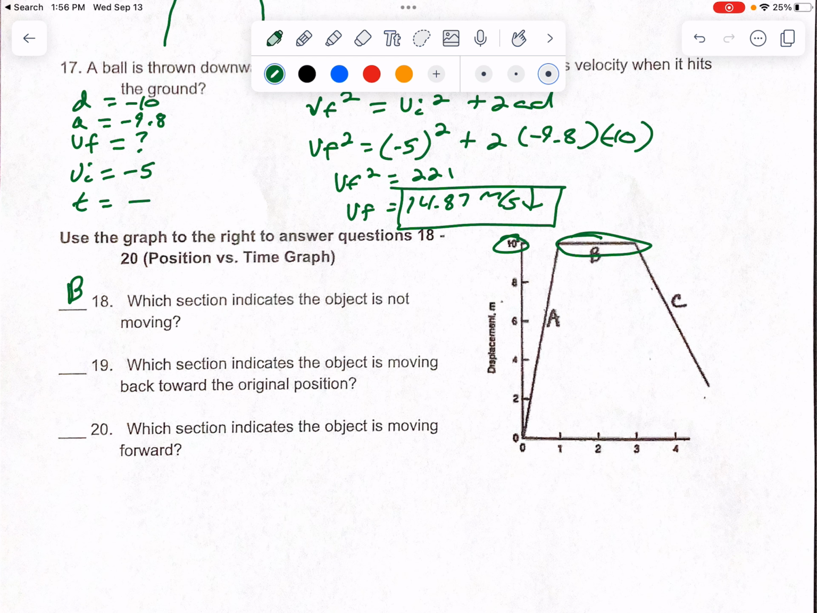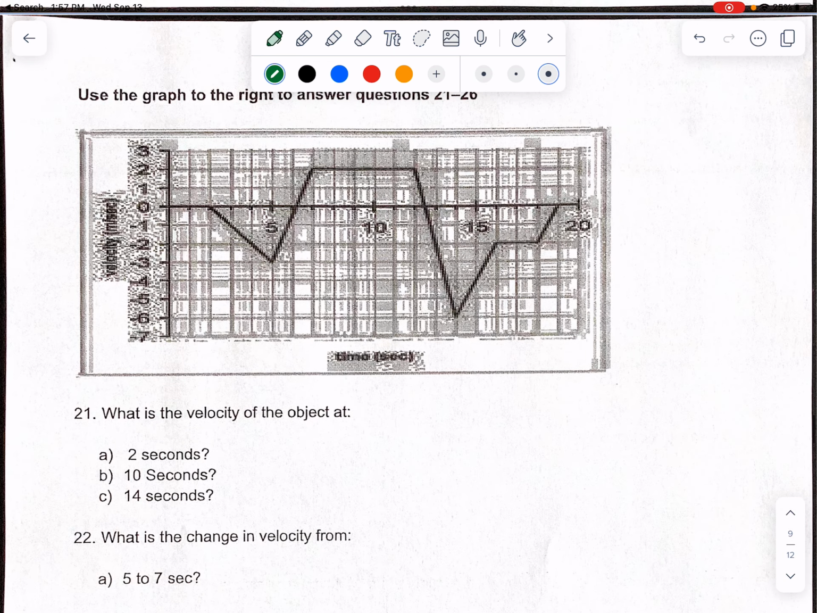Which section indicates the object is moving towards the original position? Well, if I started at 0, I'm looking for the time where it's going back towards 0, so that would be C. And then 20, which section indicates the object is moving forward? That means going away from 0. That's going to be A. Okay. All right, so I know this graph doesn't look the best. We'll do our best with what we got.